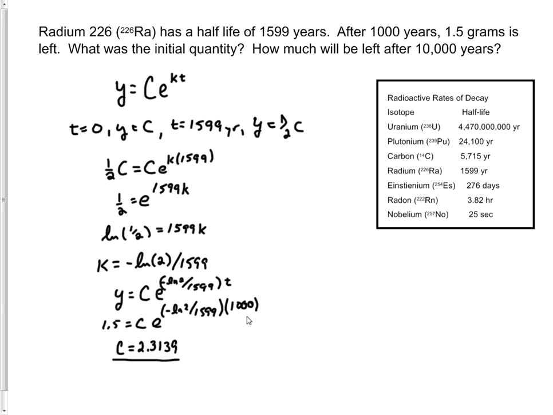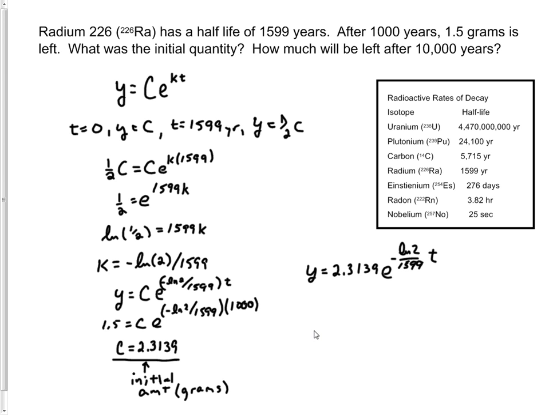That's useful to me because now I've got a model that I can use. y will be equal to 2.3139. By the way, this is the number of grams that I have initially. Right, so this is my initial amount. Okay. So y is equal to 2.3139 times e to the negative natural log of 2 over 1,599t.